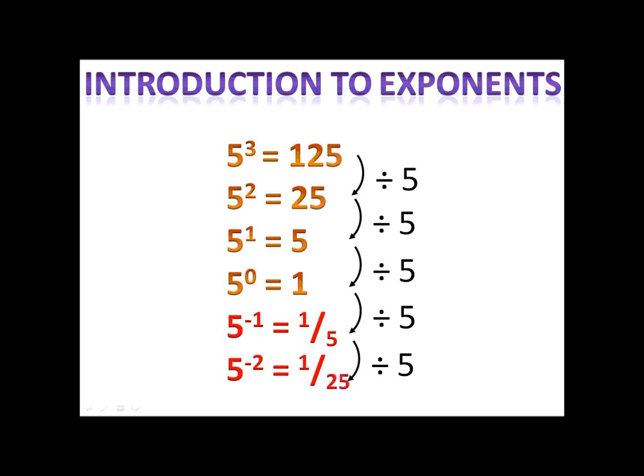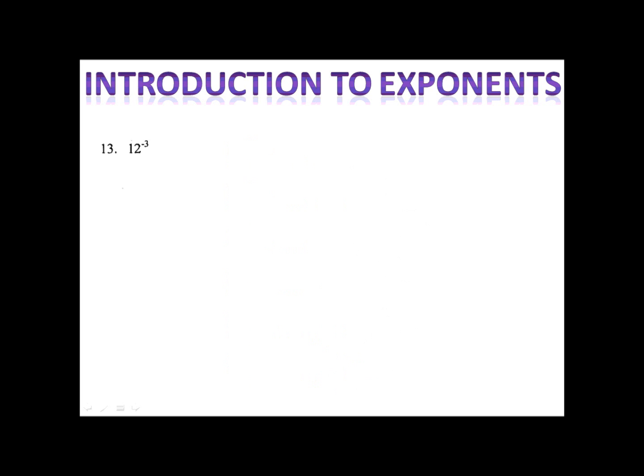5 to the -1 is the same as 1 over 5 to the 1. 5 to the -2 is the same as 1 over 5 to the 2nd, or 1 over 25. Example 13 illustrates this beautifully. We have 12 to the -3rd. Because it's a negative exponent, we can simply move it down. So we have 1 over 12 to the 3rd. And then, of course, we can multiply out 12 times 12 times 12 and we have 1 over 1,728.